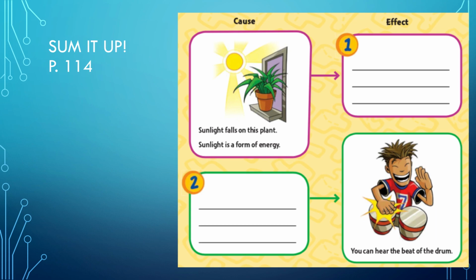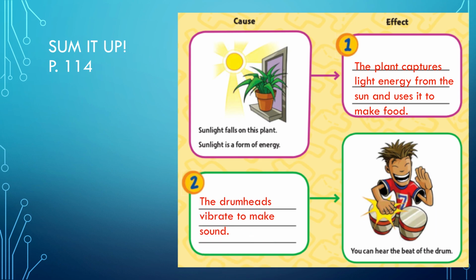Let's see how you did. Sunlight falls on this plant, and sunlight is a form of energy. That's the cause. What would be the effect? The plant captures light energy from the sun and uses it to make food. In number 2, we have the effect. You can hear the beat of the drum. So what would be the cause of that? The drum heads vibrate to make sound, causing the beat of the drum to be heard by you.